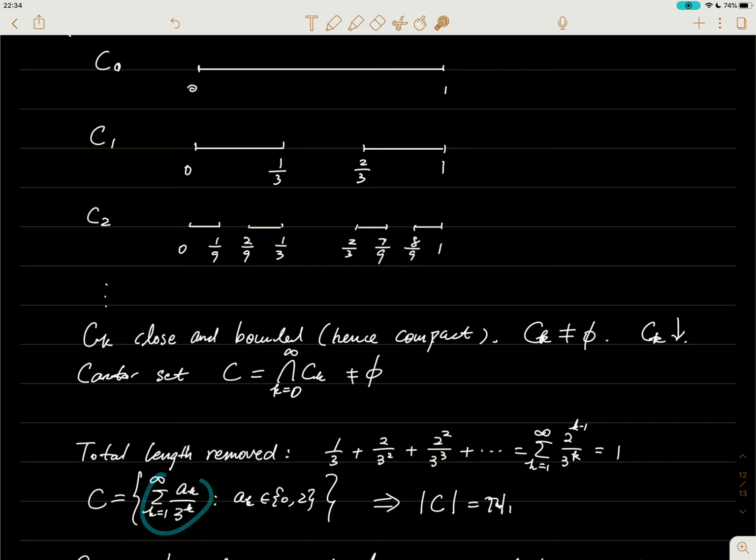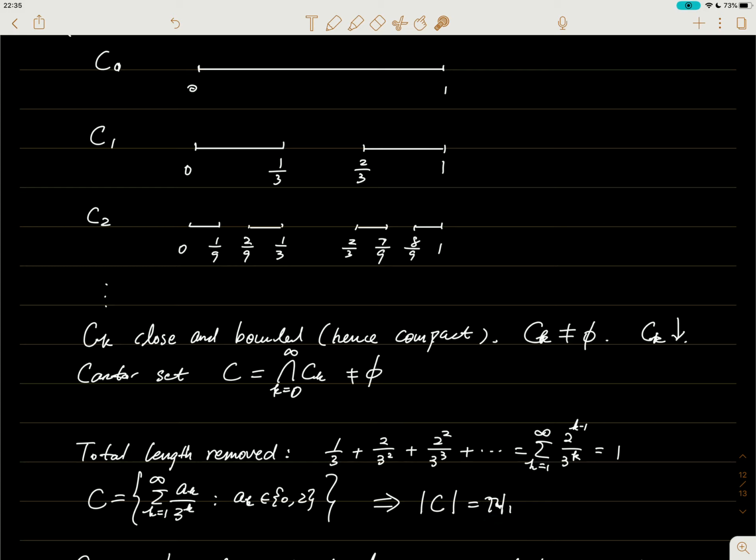And this will have a cardinality same as the cardinality of the interval 0 to 1. And that means this C has the same cardinality as [0,1]. And this means that the cardinality of C is aleph-1, which is the same as the cardinality of R. So this is unlike what we saw earlier. Although this one is uncountable, it has cardinality aleph-1, it's uncountable, but it's measure 0.